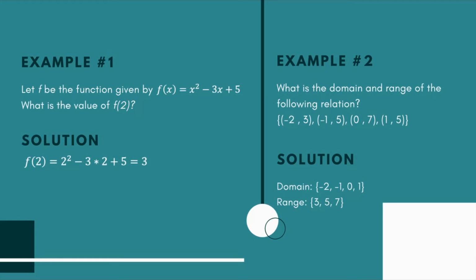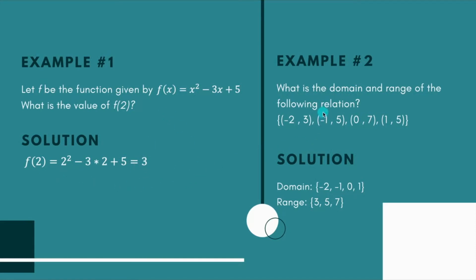In our first example here, we need to find the value of f of 2 when f of x equals x squared minus 3x plus 5. In order to find f of 2, we have to plug in x equals 2 into this function. And we get f of 2 equals 2 squared minus 3 times 2 plus 5 equals 3.